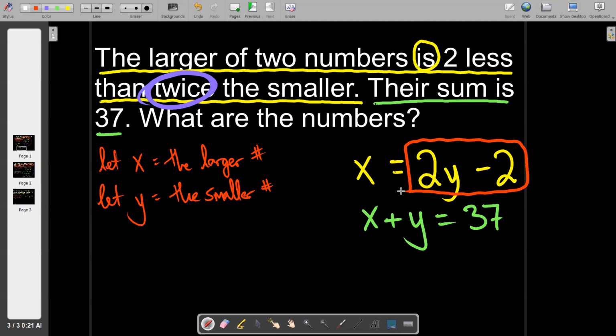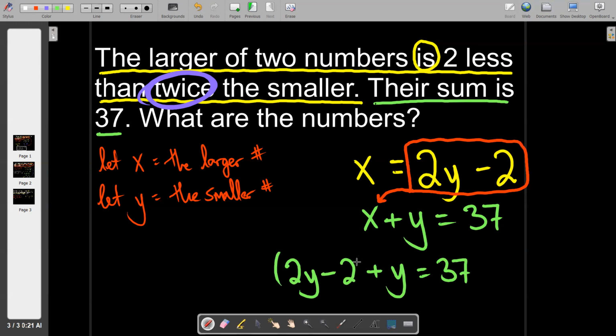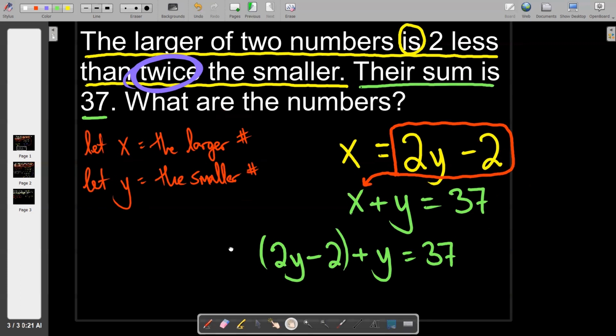And the other equation, so I'm going to follow the little red arrow here and just go boop right there. So my new green equation is actually going to say where X used to be, I shall put a 2y minus 2, and then put the plus y equals 37. And again, I'll put parentheses here just so you can see that's where x used to be. Not anymore. Then we got some basic math to do over here on the left-hand side.